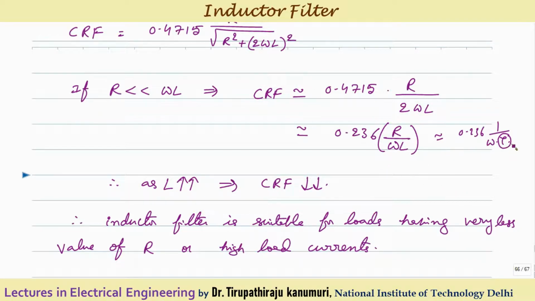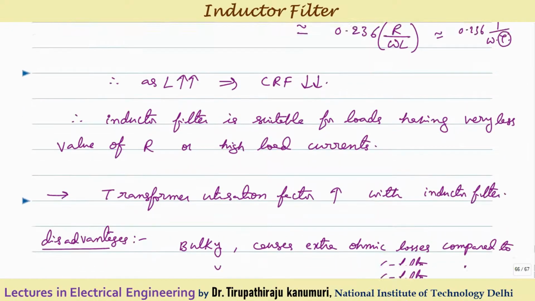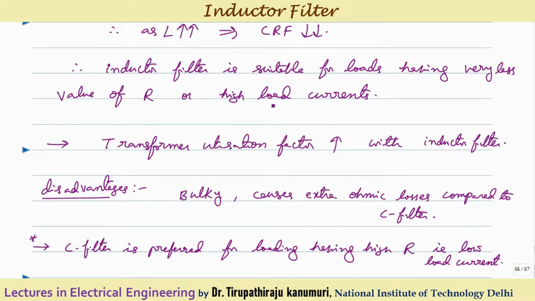After adding the filter, if the time constant of your resultant circuit is more, automatically the current ripple factor is decreased, or your output current becomes more smooth. That's why the inductor filter is suitable for loads having very less value of resistance or high load currents, whereas the capacitor filter, which was discussed in the last class, is more suitable for high resistance or low load current circuits, and this inductor is for vice versa.